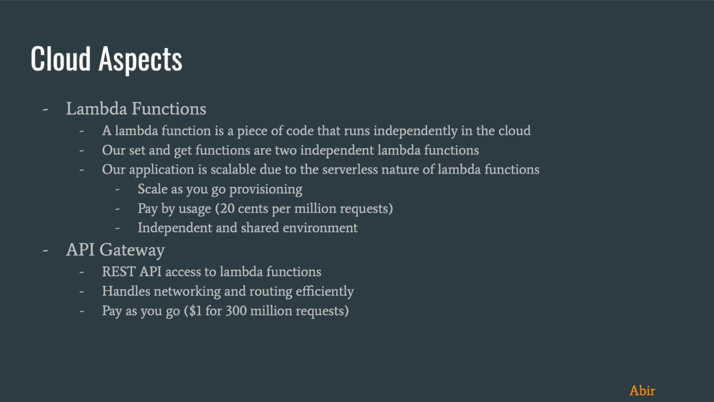We have two Lambda functions that act as the setter and getter methods for your personal global storage. Each function costs about 20 cents per million requests, making this a very affordable solution. To allow public access to these functions, we had to leverage something called API Gateway provided by AWS. API Gateway provides a fully managed REST API access to services in the AWS ecosystem. The networking, routing, and optimization is all handled by AWS for a cheap price of $300 per 300 million requests.